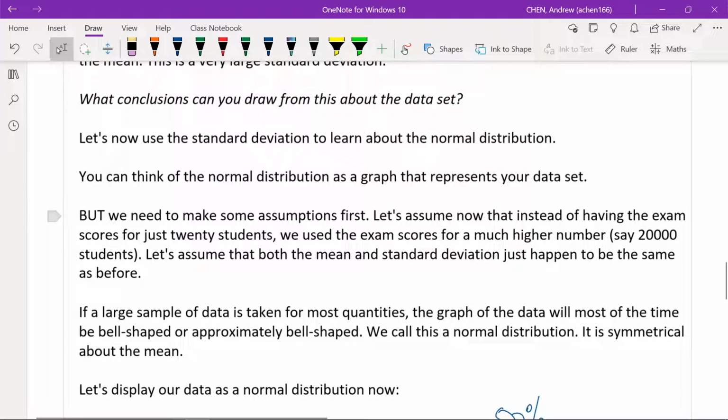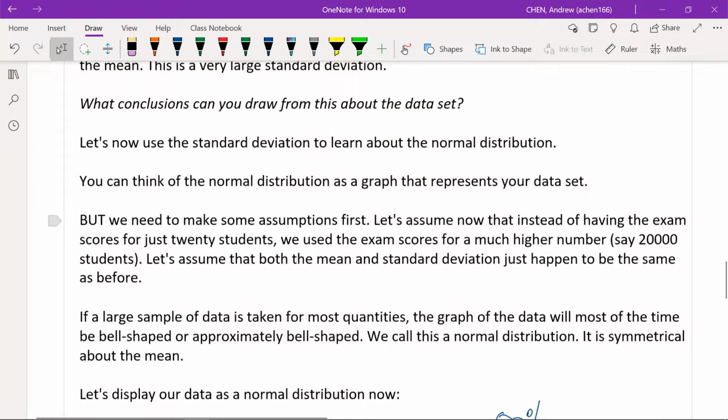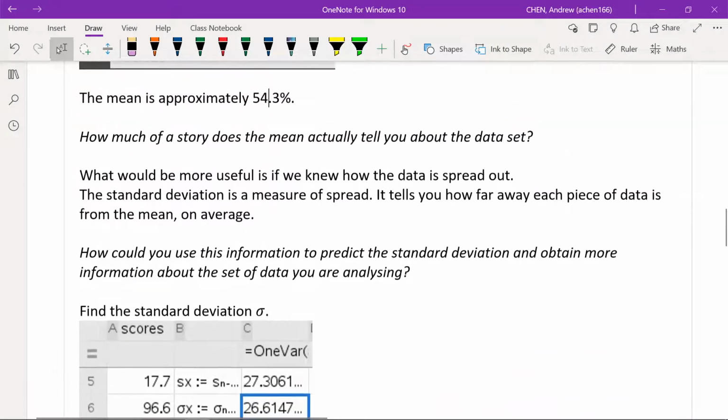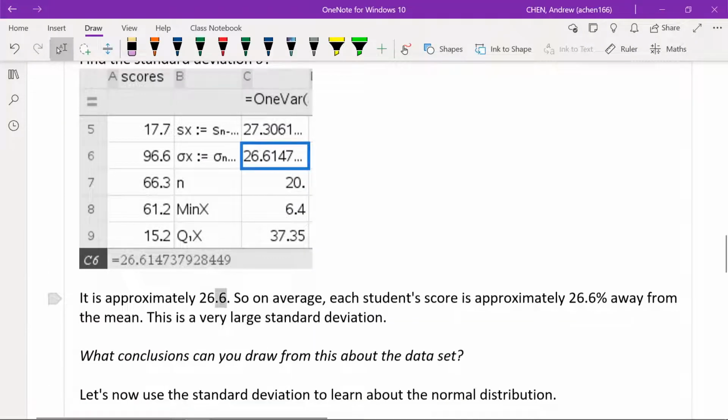For something to be normally distributed, we need a large sample of data. So we're going to assume that instead of 20 students, let's imagine that we now took the maths exam scores for 20,000 students, wherever that is. And let's assume that both the mean and standard deviation just happen to be the same as these numbers we've just had. For 20,000 people, we're going to imagine the mean is still 54.3% and the standard deviation is still 26.6%.